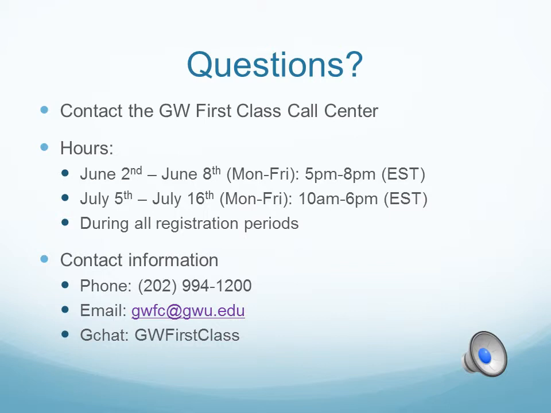You can reach the First Class Call Center in 3 different ways. The phone number is 202-994-1200. The email address is gwfc@gwu.edu, and the GChat username is gwfirstclass.